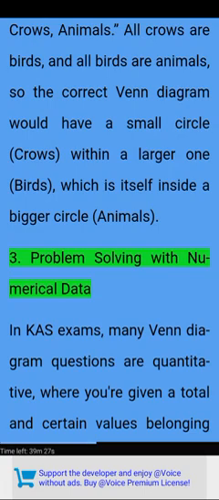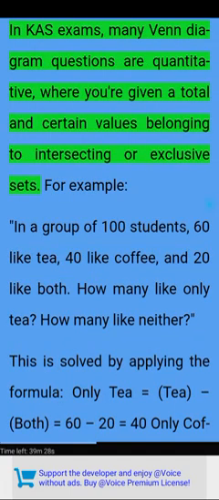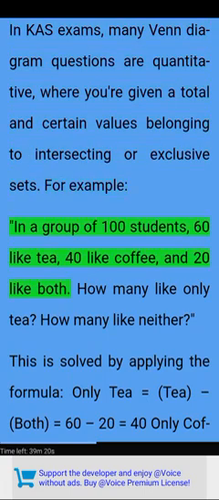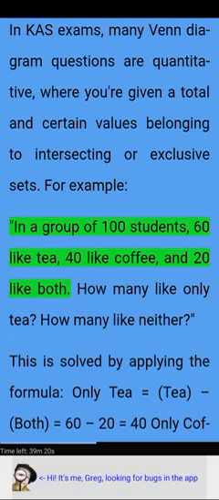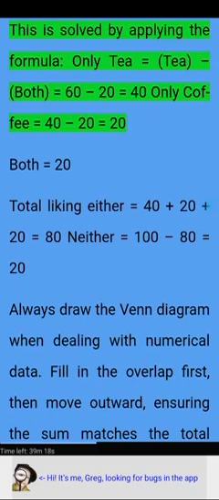3. Problem solving with numerical data. In CAS exams, many Venn diagram questions are quantitative, where you're given a total and certain values belonging to intersecting or exclusive sets. For example, in a group of 100 students, 60 like tea, 40 like coffee, and 20 like both. How many like only tea? How many like neither?